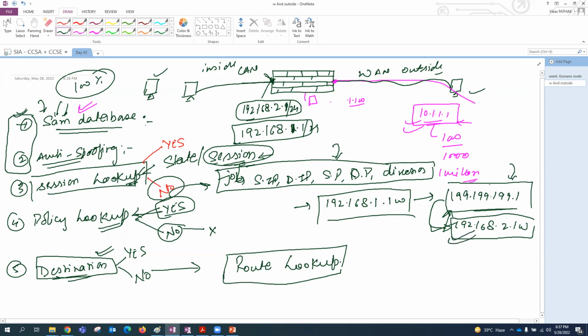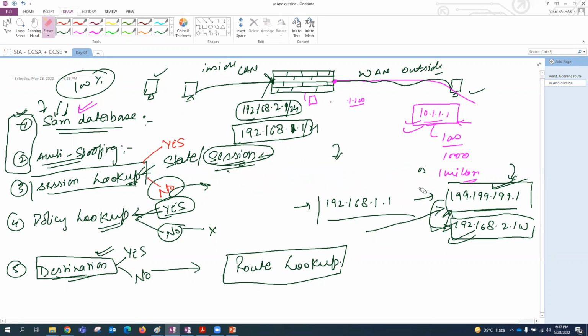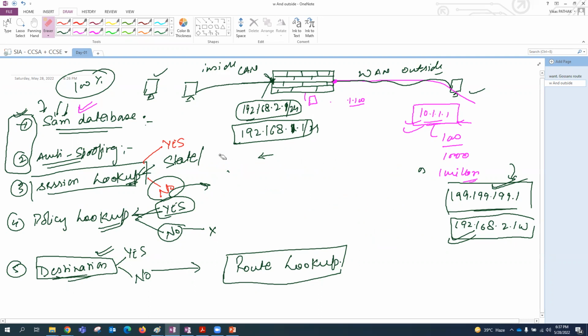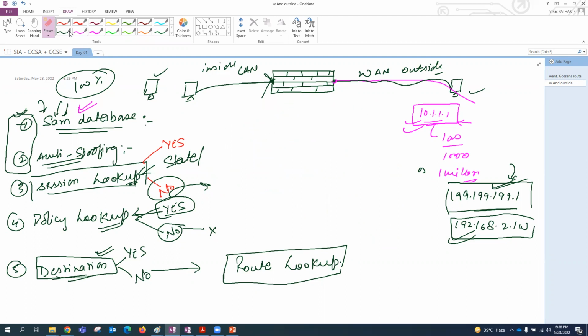Whether this conversion happens or not, the route lookup will be happening. If the conversion has been done, it will be done on the converted IP. If not, then it will check for the original destination, that through which interface I should forward this traffic for this particular destination. If the policy is there, it will perform the destination NAT, but the route lookup will be on the converted IP, otherwise on the original IP, and it will check through which interface it has to forward the traffic.